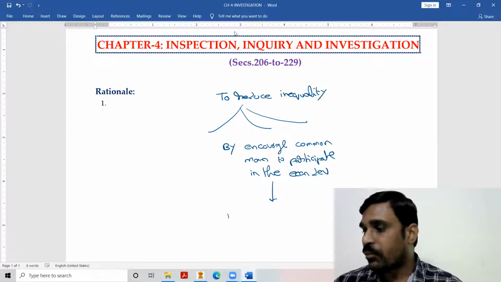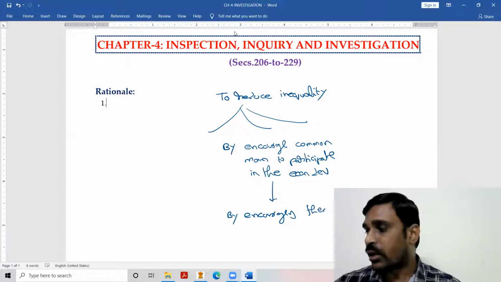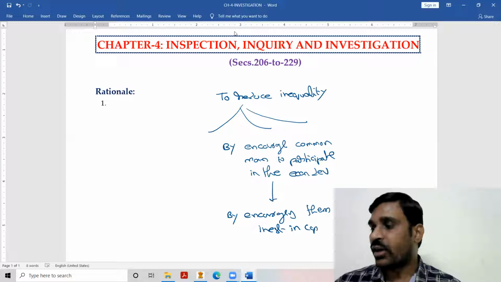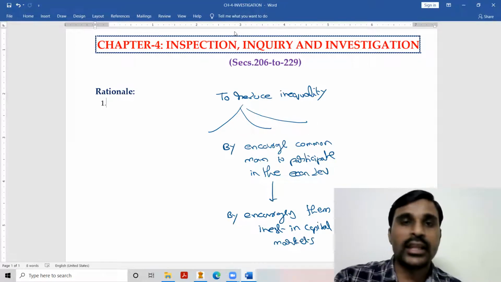Okay, how will you encourage that person? By encouraging them to invest in capital markets. This is the point. Therefore, the government is encouraging the investors.